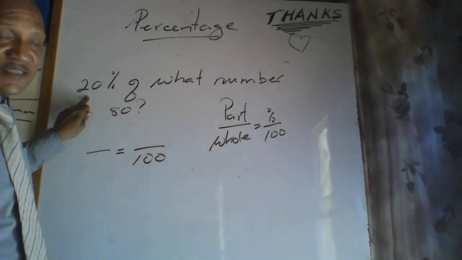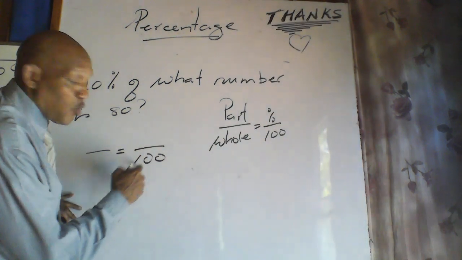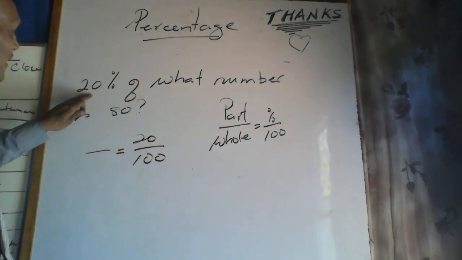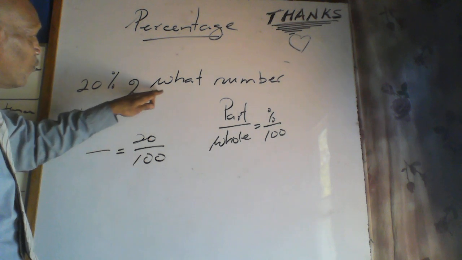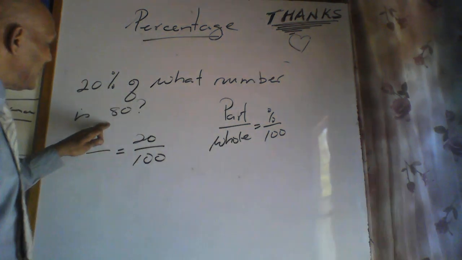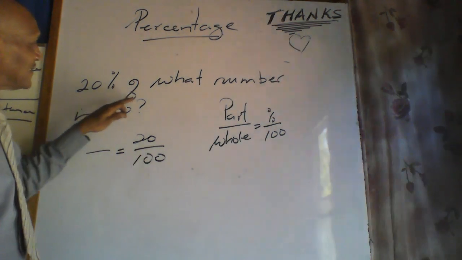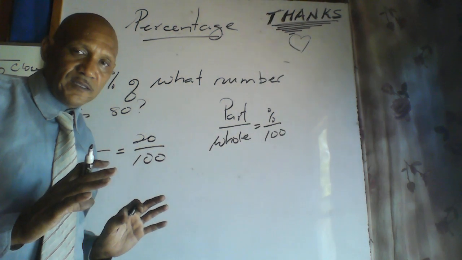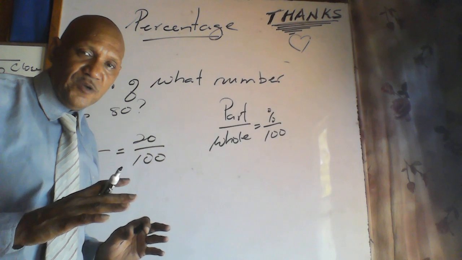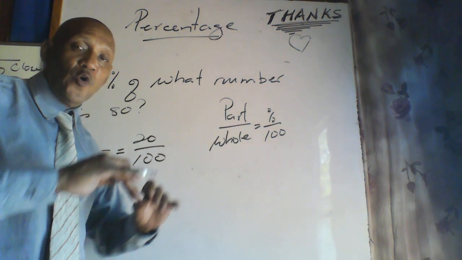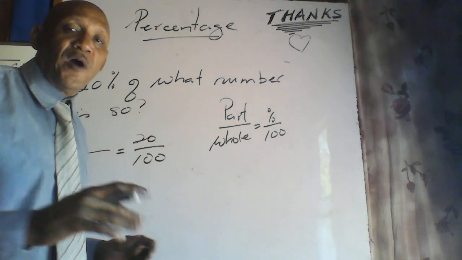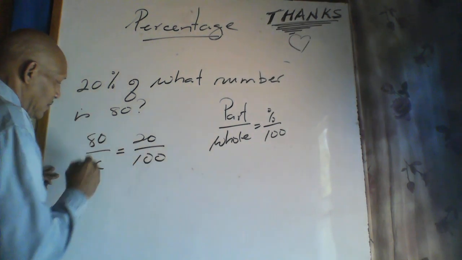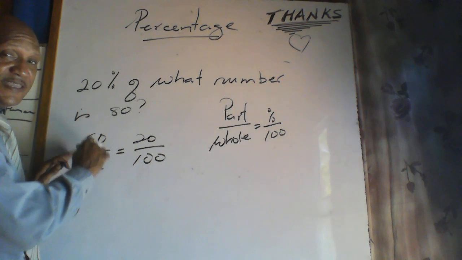Did they give me a percent? Yes, 20%. Always goes over 100. What is the part and what is the whole? 20% of what number is 80? So 20% of a number is 80. So the number is not 80. 80 is just 20% of that number. We want to know what the number is. So the whole is x and 80 is the part.